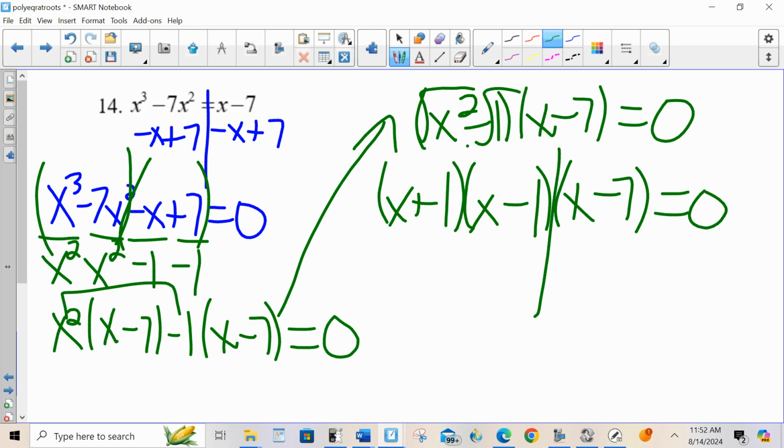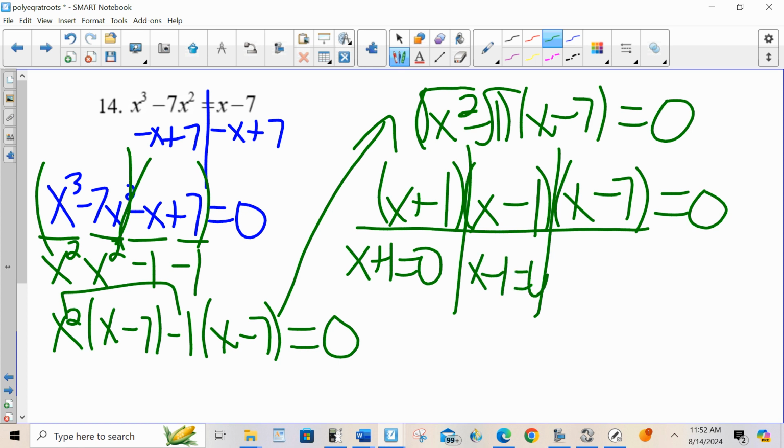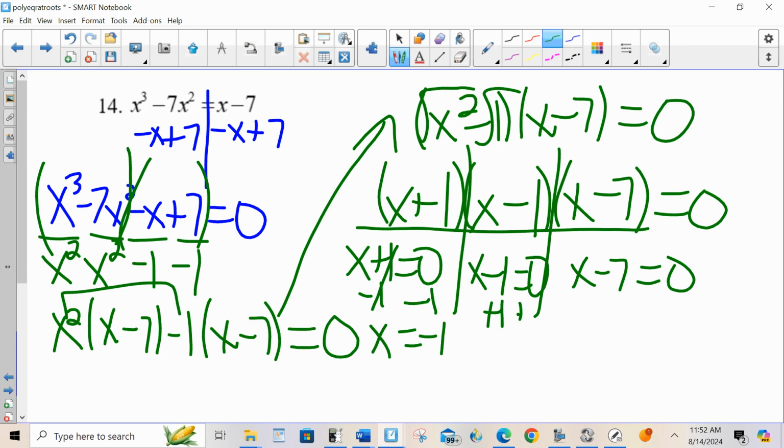Now I set each factor equal to 0. I set x plus 1 equal to 0. I set x minus 1 equal to 0. I set x minus 7 equal to 0. Minus 1, minus 1. X equals negative 1. Plus 1, plus 1. X equals positive 1. Plus 7, plus 7. X equals positive 7.